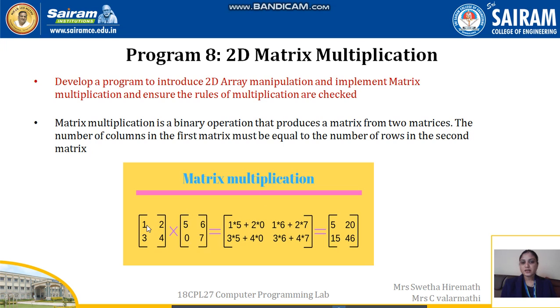Similarly for the others: 1 into 6 plus 2 into 7, 3 into 5 plus 4 into 0, 3 into 6 and 4 into 7. Rows into columns, we are going to multiply. As an end result, we get 5, 20, 15 and 46 as our output. Now we will move on to the code for this.